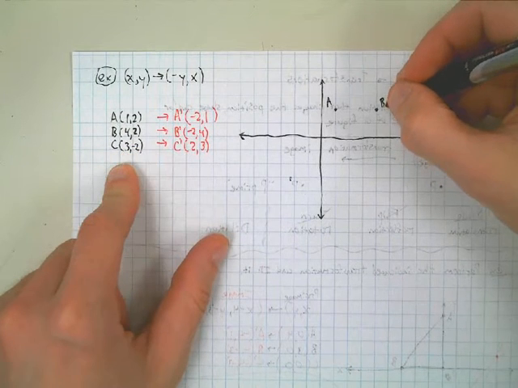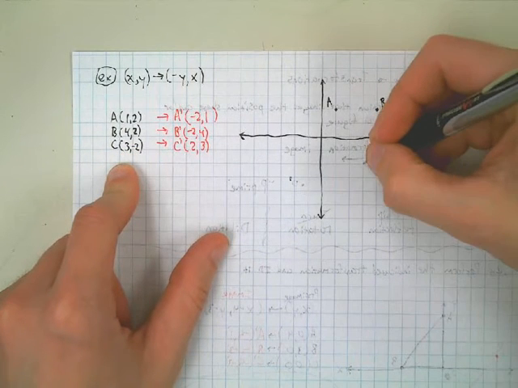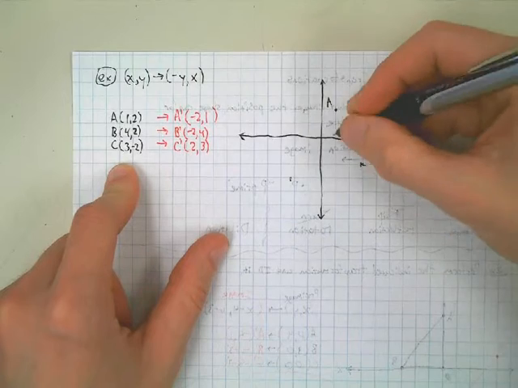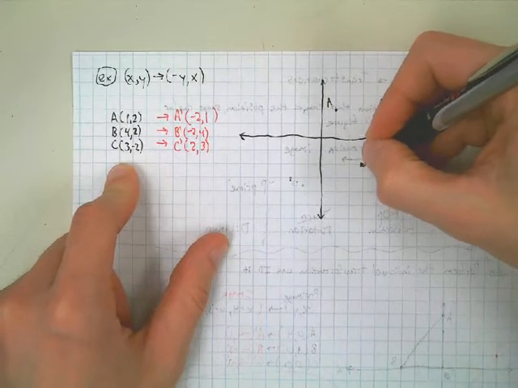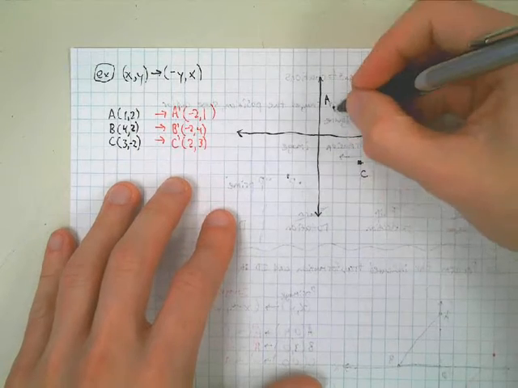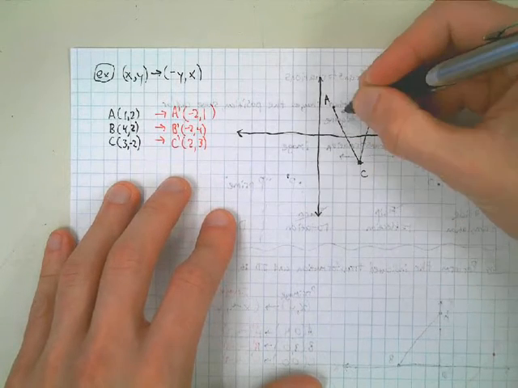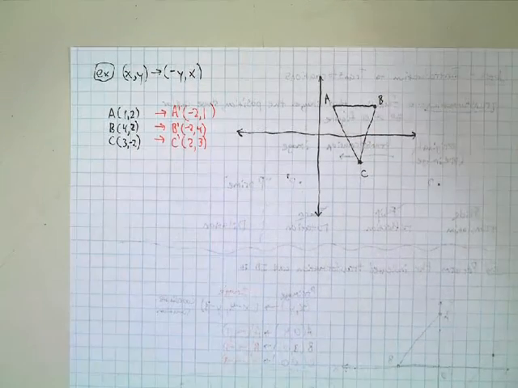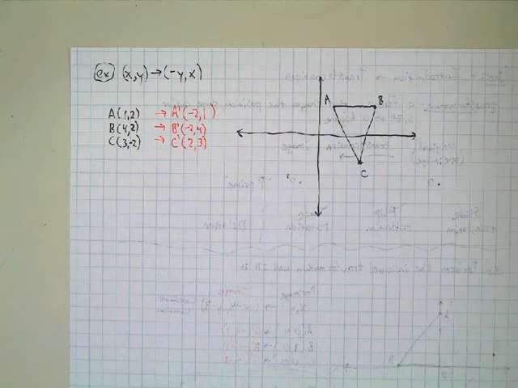Okay, and then 3, -2. Oops, I can't count. Yeah, 3, -2, that was right. Okay. Okay, so there's C, and A, B, C, and then we'll go ahead and plot A prime, B prime, C prime.